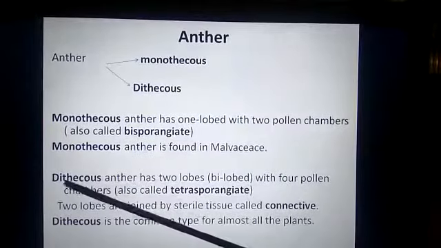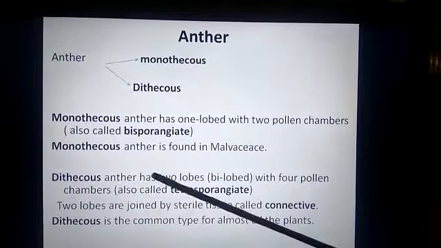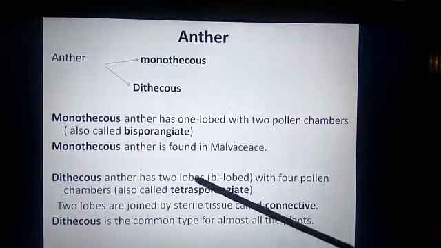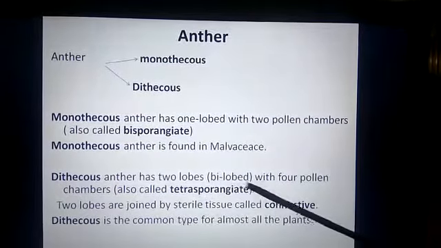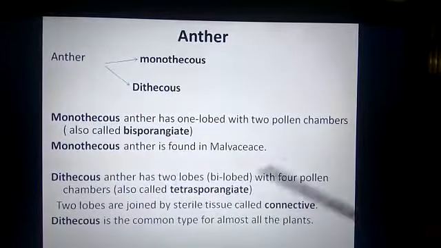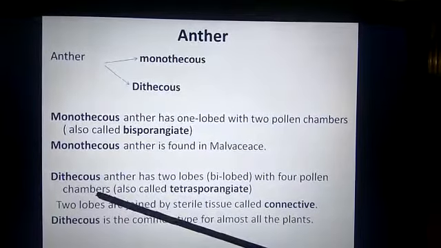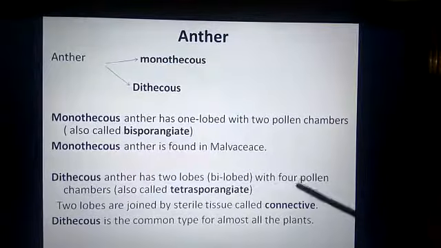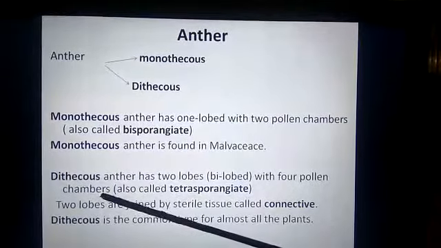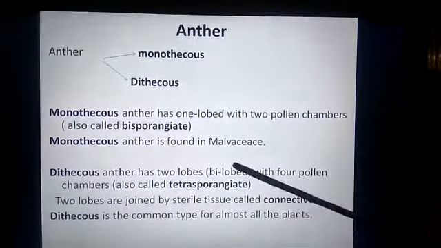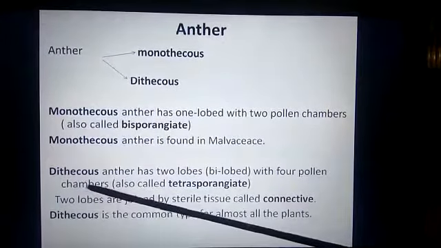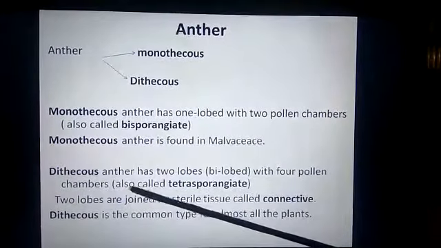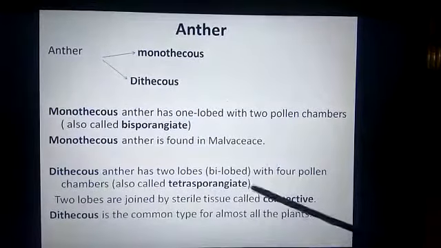Now let us go to dithecous anther. Dithecous anther has two lobes, or it is also called bilobed. Each lobe has got 2 pollen chambers. So 2 lobes will have 4 pollen chambers in total. That is why it is also called tetrasporangiate.